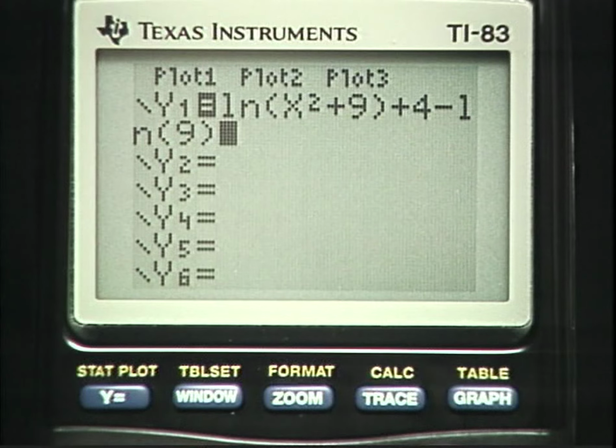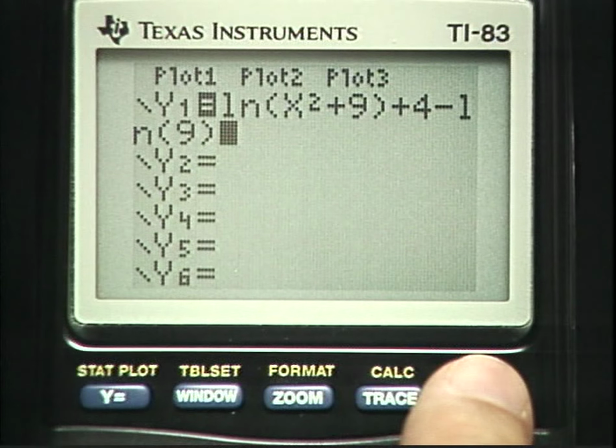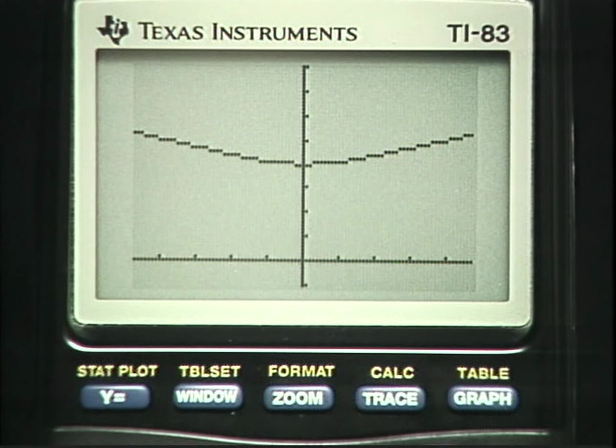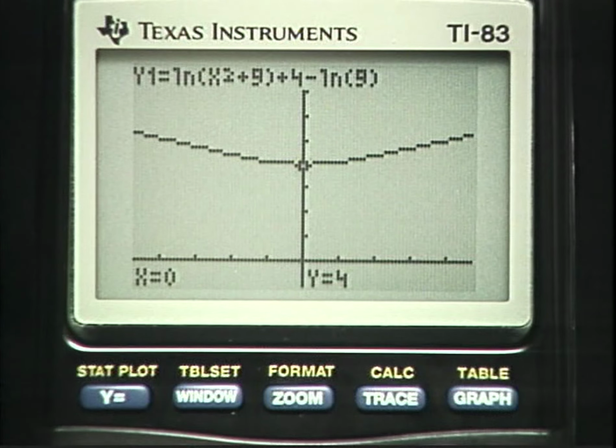Let's take a quick peek at the graph. Here's the function as we had it on the board just a few moments ago, and the graph looks like this. We can just about see by observation that the graph goes through the point (0, 4), but we can tell for sure if we press trace, and here the coordinates at the bottom are indeed (0, 4).